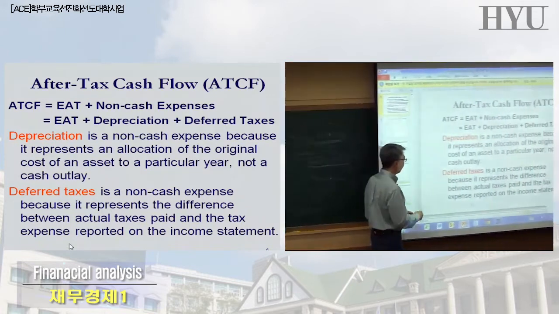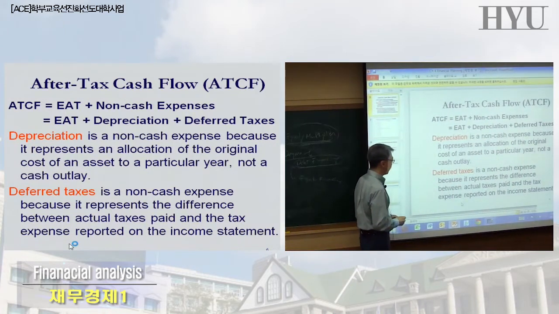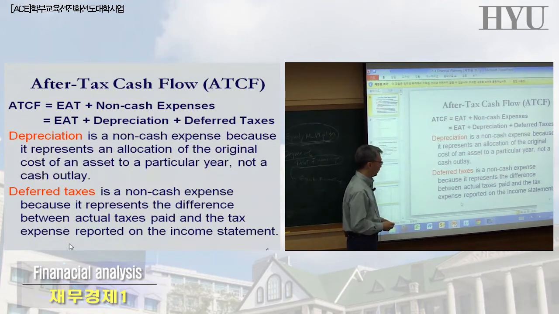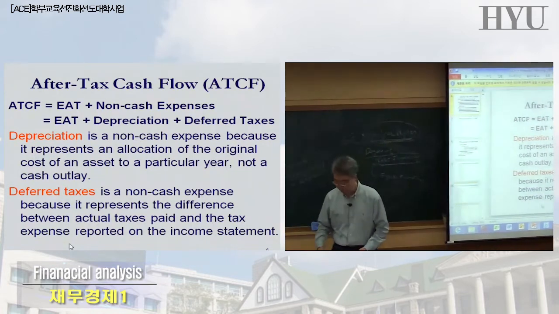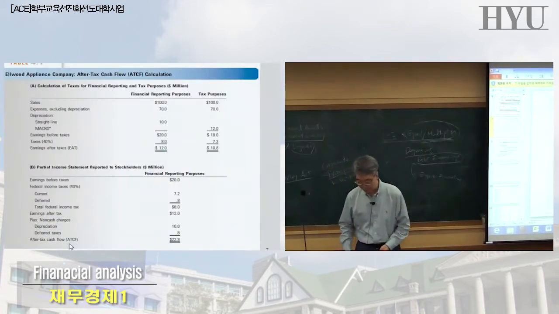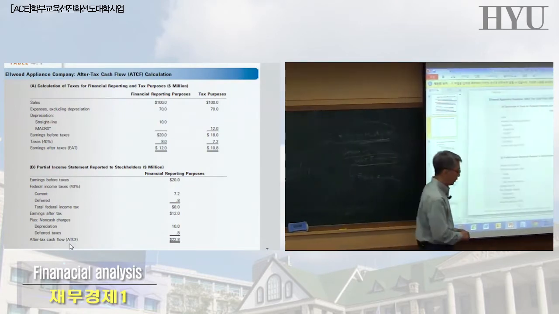Deferred taxes is a non-cash expense because it represents the difference between actual taxes paid and the taxes reported on the income statement. It's hard to understand based on that, but if you look at this chart, let me explain what that means.